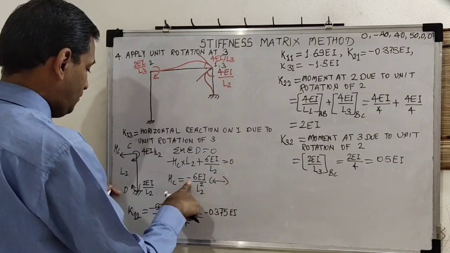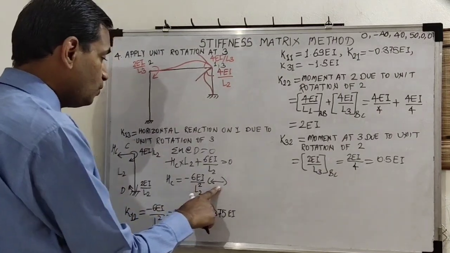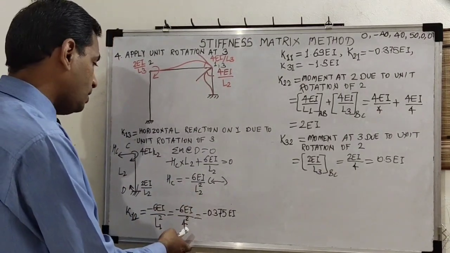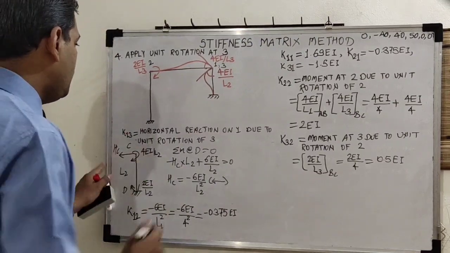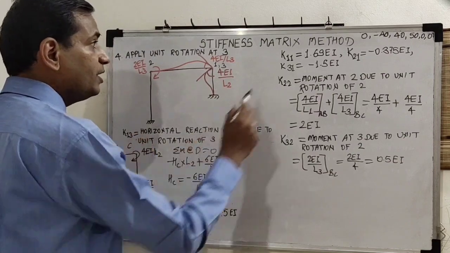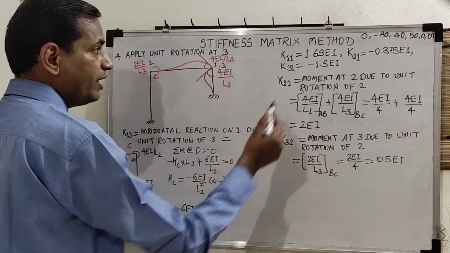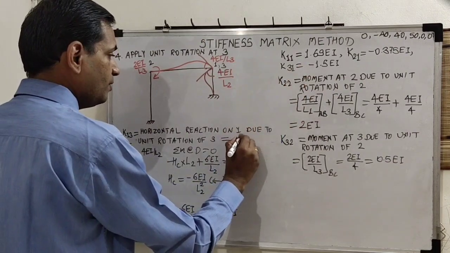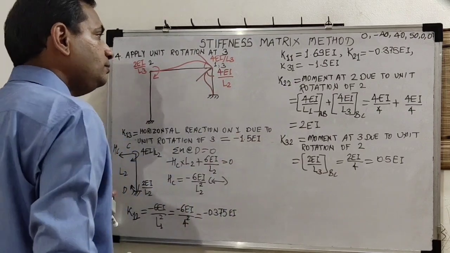Again I am keeping this minus sign because HC is towards left. Okay, HC is towards left. So this is K13. Is it matching with K31? Let us see. So minus 6 upon 4 is minus 1.5, yes. So minus 1.5 EI.